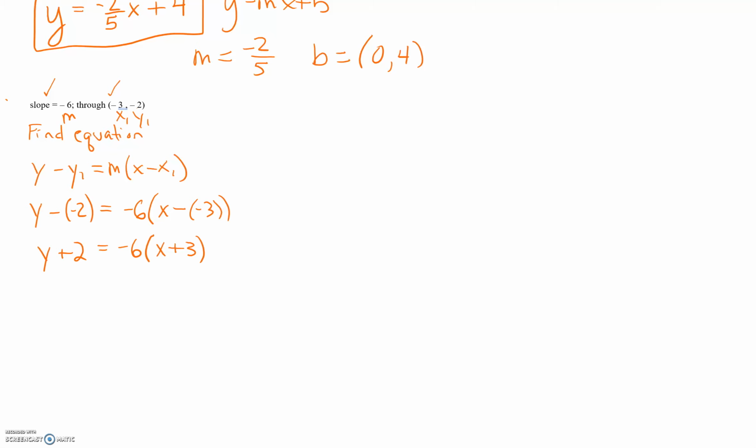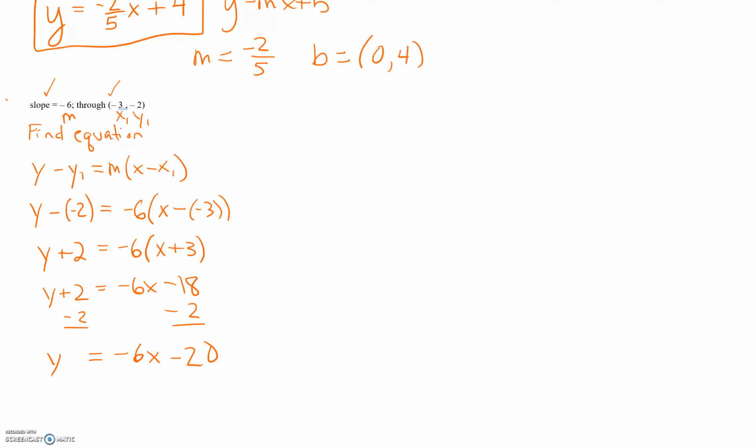And then technically we could say that that's an equation. That would be a point-slope equation. But let's take it a little further. Y plus 2 equals negative 6x minus 18 by distribution. Get some like terms together. Negative 18 minus 2 is going to give us negative 20.